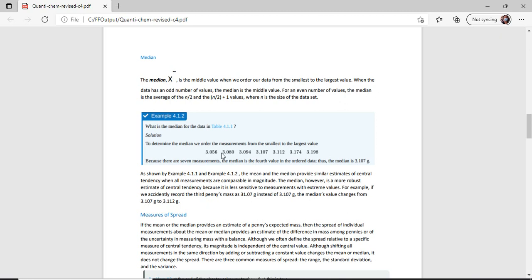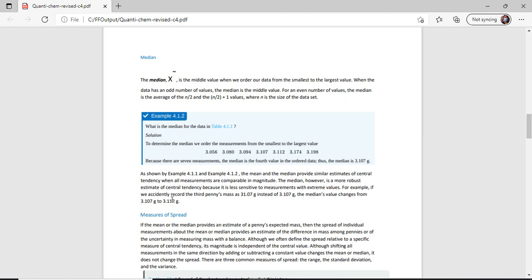Because if you change the order, the middle value is gone. So it becomes 31.07, for example, in your recording. It is the highest value, so you will see it on the far right side. Replacing the middle value, your 3.112 becomes the fourth value in your order. So your median now will be 3.112.